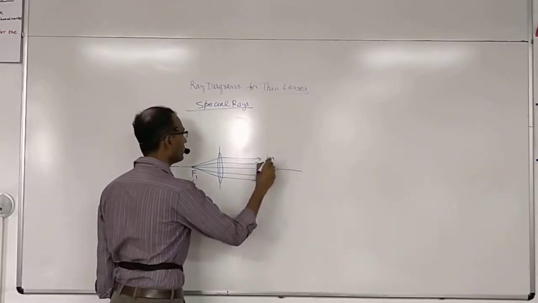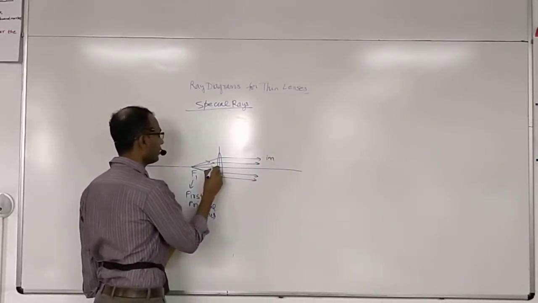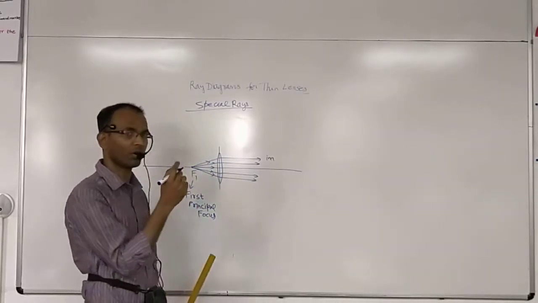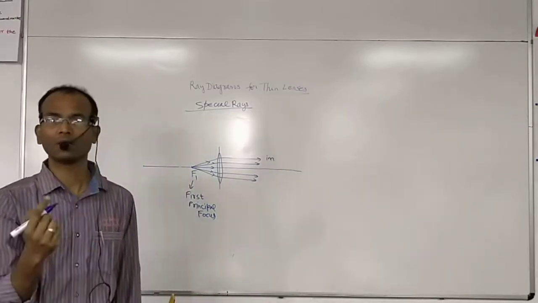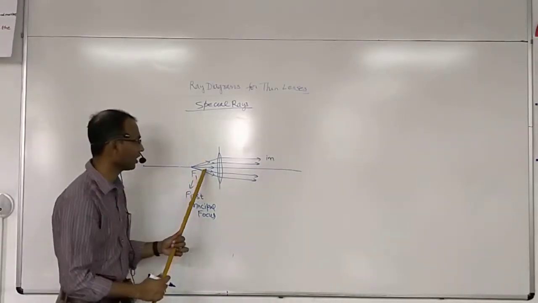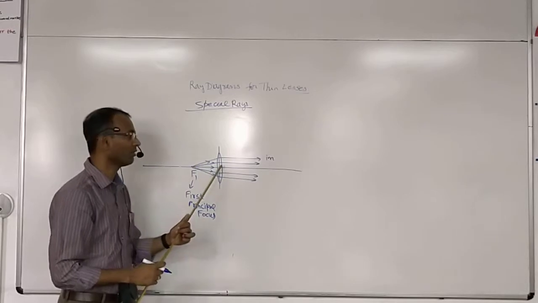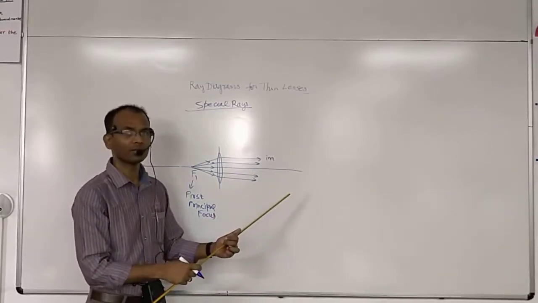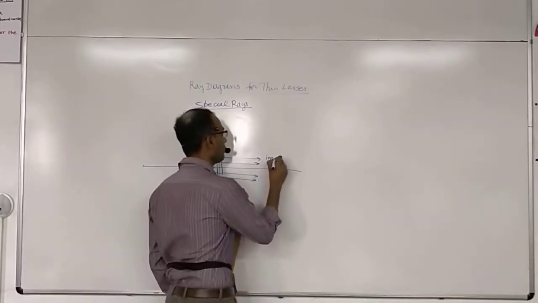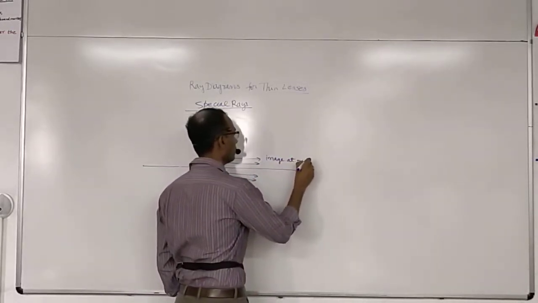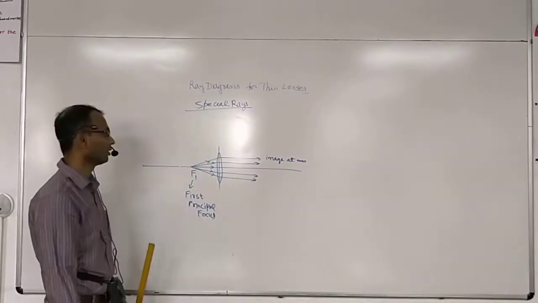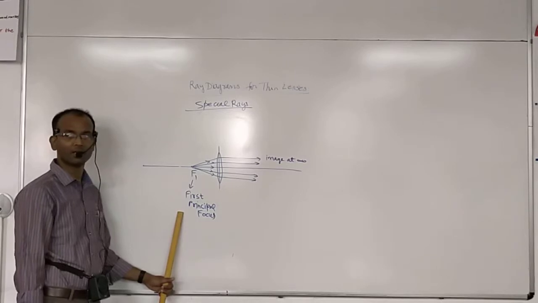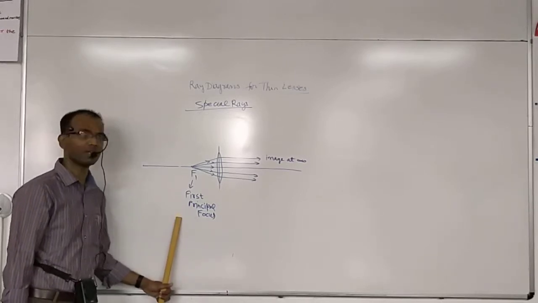Listen, the way we define image is the point at which all the rays coming out of a single point of the object meet again at a single point. These rays which came out of a single point will never meet. Parallel rays, where do they meet? At infinity. Are you getting it? So the image will be at infinity. This is a property of first principal focus. It is the location where, if a point object is placed, its image will be formed at infinity.